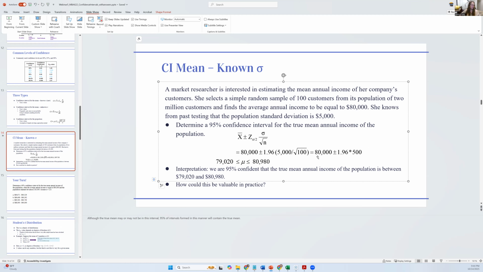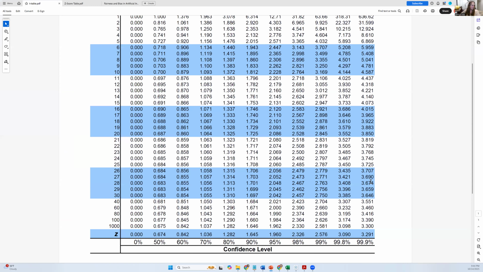Okay? So you calculate this 80,000. This number to the right of the plus minus, that's known as the margin of error. That's how big of an error you get. So let's take a look at this. As you go up, 99% confidence, you're going to have a bigger margin of error. If you want to be 99% confident, you have a bigger margin of error. So there's going to be a bigger plus or minus.